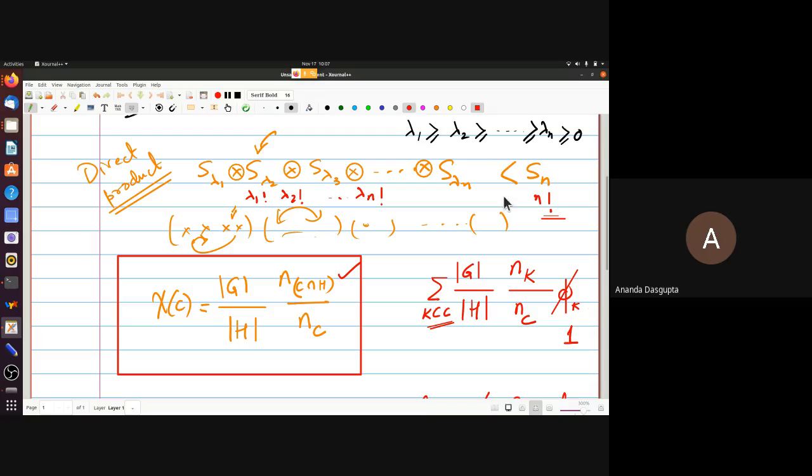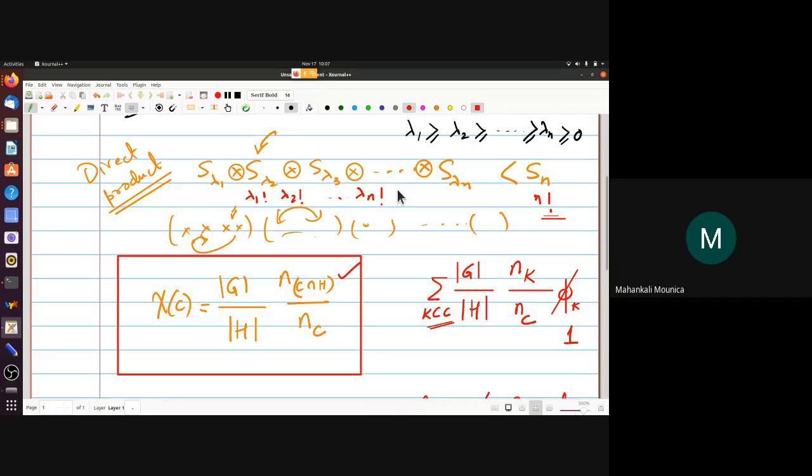Suppose, let's just say, the class you're looking at has 5 2 cycles. Where can the 5 2 cycles come from in this direct product? Because we are only focusing on those elements here which are also here, we have to find out how we can have 5 2 cycles from an element here. How can I have 5 2 cycles in an element here? Any ideas?